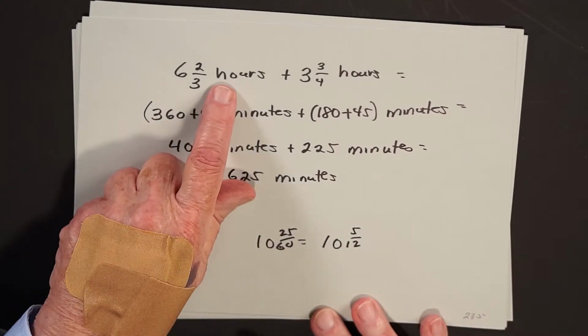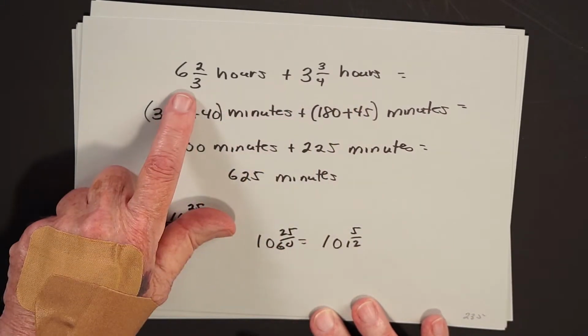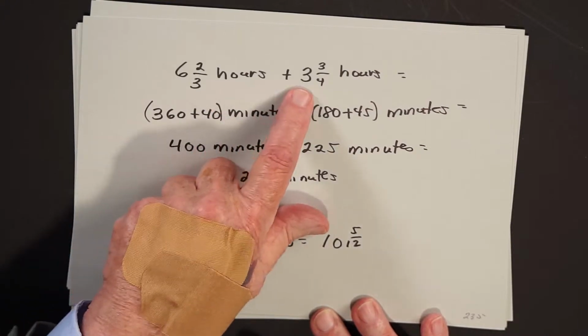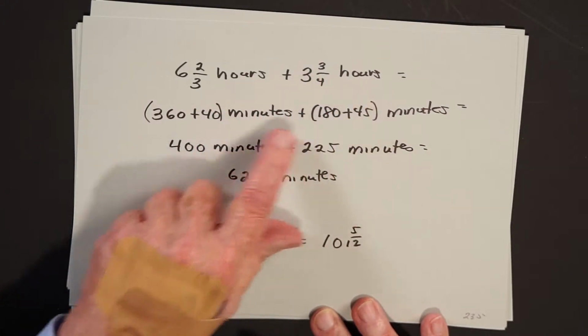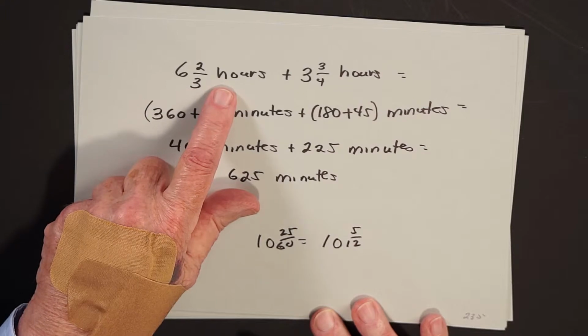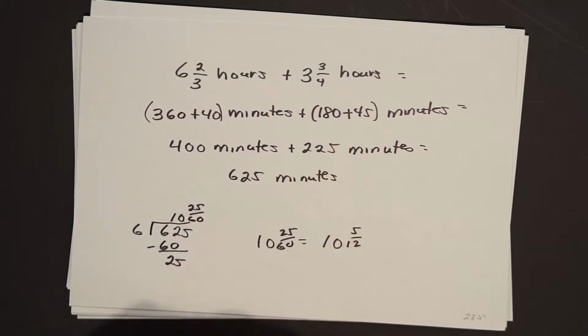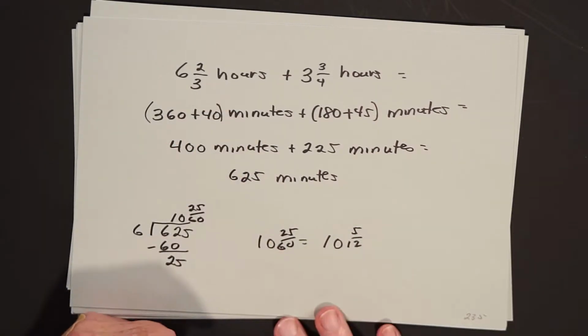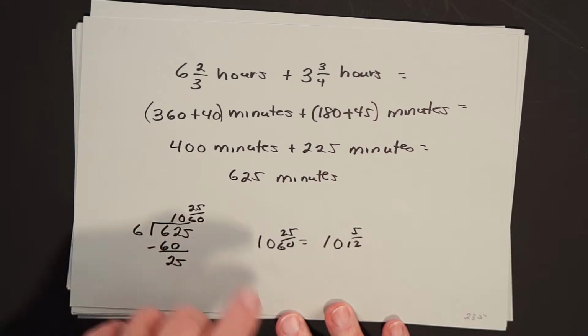Let's suppose I want the noun to be hours. How long is 6 2/3 hours plus 3 3/4 hours? In other words, if I worked 6 2/3 hours one day and 3 3/4 hours the next day, how many hours did I work altogether? Well, let's convert this to minutes and we'll get rid of the fractions.